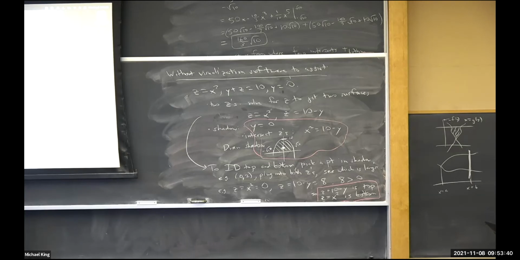So if you look at this handout, these are the ideas. Part 1D on the handout is basically saying the exact same thing we just did: pick any point in the shadow, plug it into both equations, and see which gives the bigger Z. Then you have all the information you need to set up the triple integral.